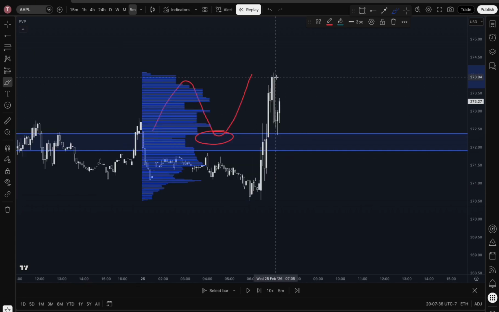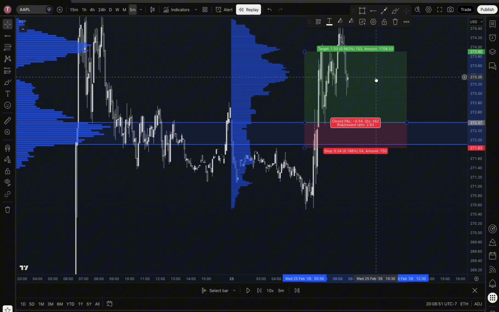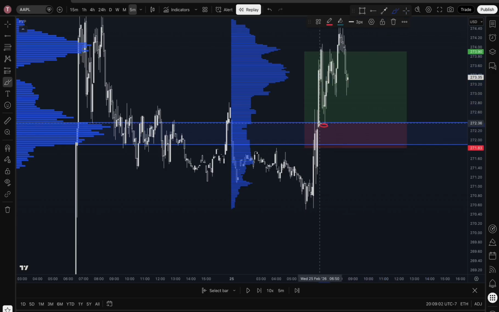And right here we get an acceptance above the high volume node, and then this is the pullback. For this trade right here, the risk reward ratio would be 2.83. Stop loss would be just a little bit below the high volume node, and then entry as always is somewhere inside the high volume node, maybe around this high volume node within the high volume node, and then take profit according to the other high volume node, which is exactly what we get right here.